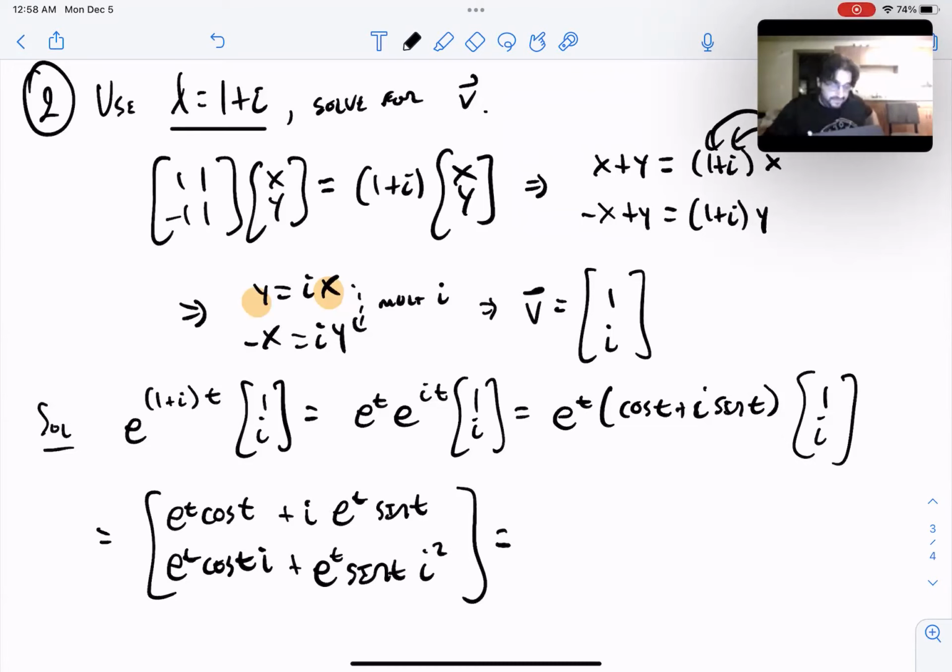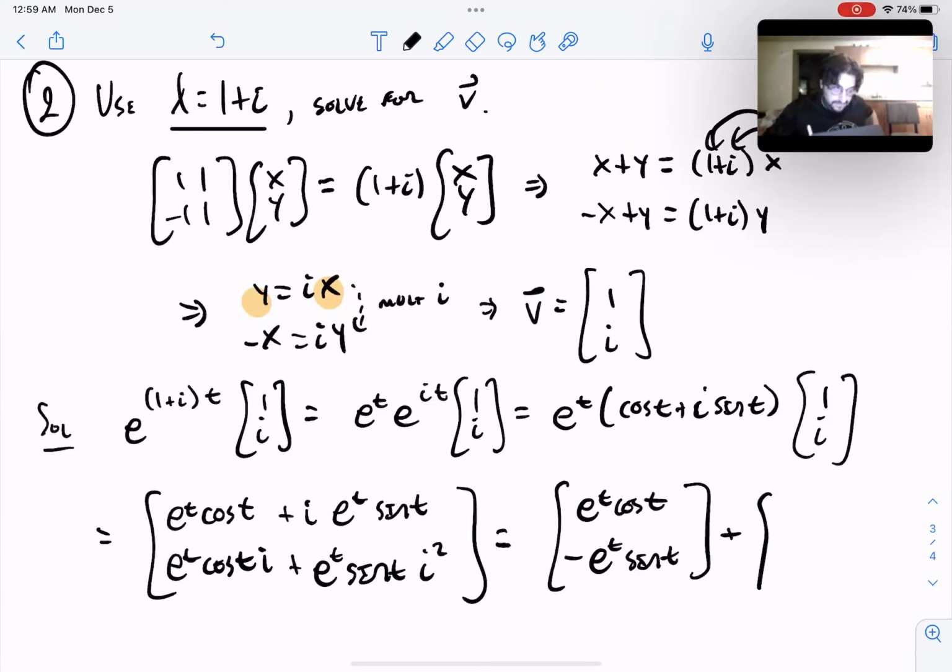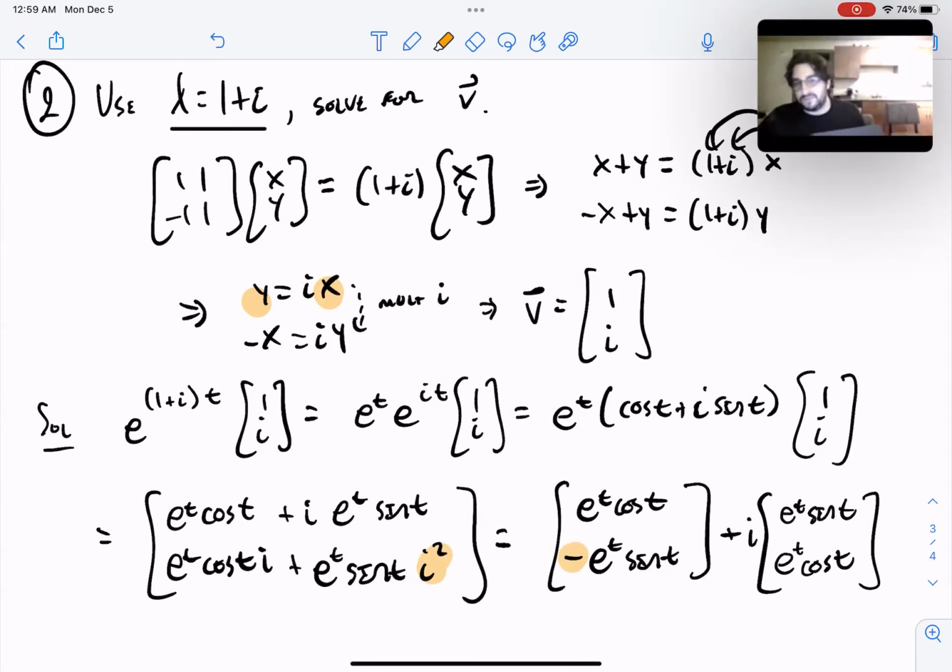Okay, so what are the real and imaginary parts? Well, the real part here is going to be e to the t cosine t minus e to the t sine t. The imaginary part is anything that has an i on it, right? Notice here we're using the fact that i squared equals -1, right? So that's where that's coming from.